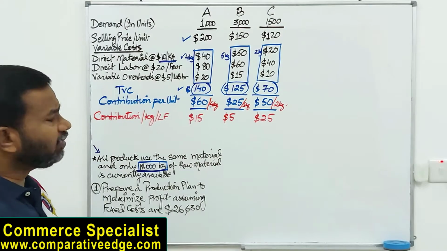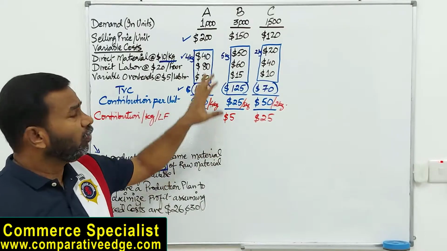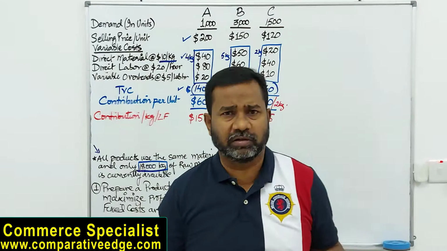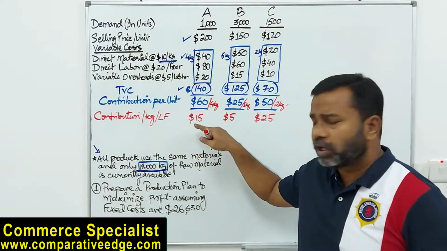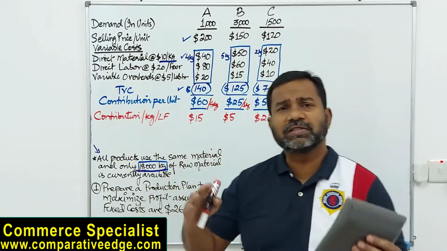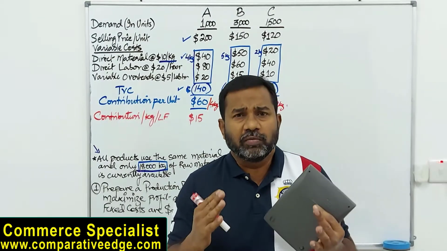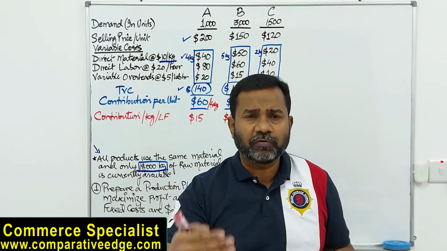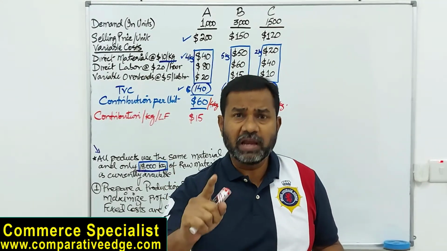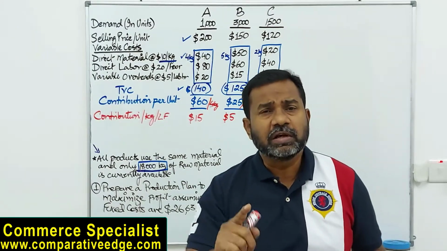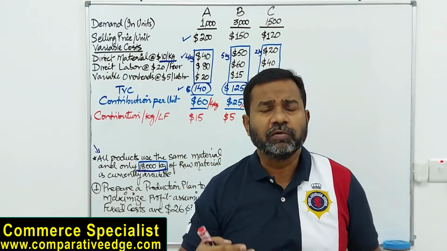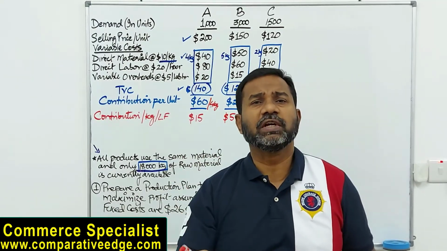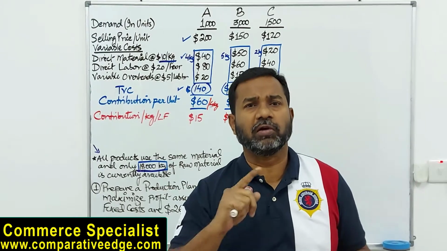So ladies and gentlemen, here we have to look at which product is giving us the highest contribution per limiting factor. Now, why are we looking at highest contribution per limiting factor? Because raw material is scarce and we would like to use raw material in making that product which gives us maximum profit per kilogram of raw material. Again, remember, because raw material is scarce, we want to use raw material making that product which gives us highest return per kilogram.